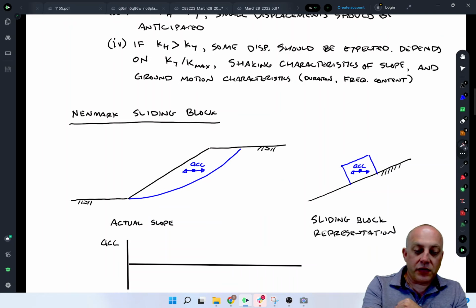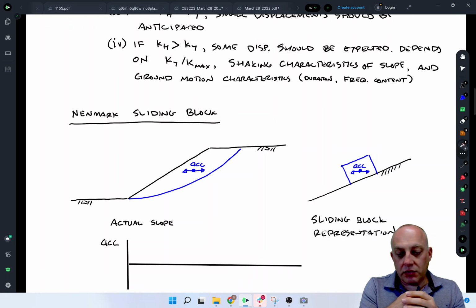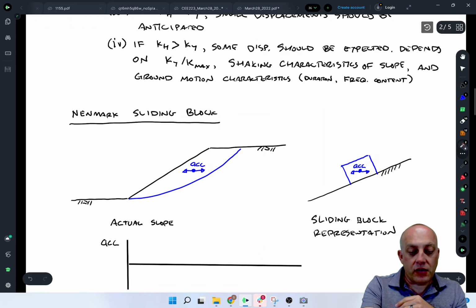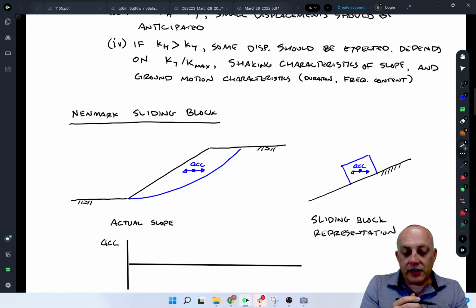What we'll do instead is figure out the yield acceleration, and then we'll model it as a block on an inclined surface. The yield acceleration would be related to the slope of that inclined surface and the coefficient of friction between the block and the surface. Technically, a slope might yield in the other direction if the shaking intensity is high enough, just like the block might move uphill. Oftentimes the uphill movement is neglected when we do this sliding block analysis.